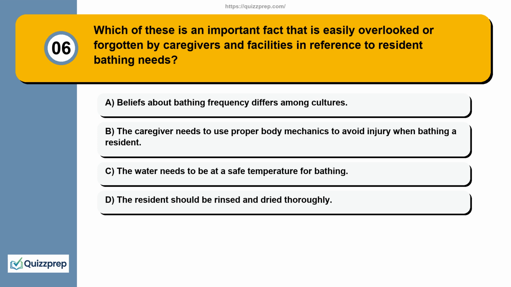Question 6. Which of these is an important fact that is easily overlooked or forgotten by caregivers and facilities in reference to resident bathing needs? Beliefs about bathing frequency differs among cultures. The caregiver needs to use proper body mechanics to avoid injury when bathing a resident. The water needs to be at a safe temperature for bathing. The resident should be rinsed and dried thoroughly.